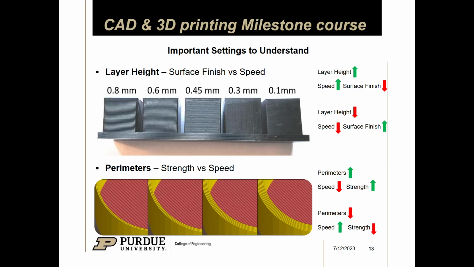The more layers you have, the more precise your resolution is in the Z direction. So you can see here, on the 0.8 side, it's very coarse. You can see the layer lines. But then if you go finer and finer to like 0.1, it becomes a lot harder to tell, right? So depending on what you're doing, this might be important to you. If you want something printed really fast, you probably want a coarser layer height.